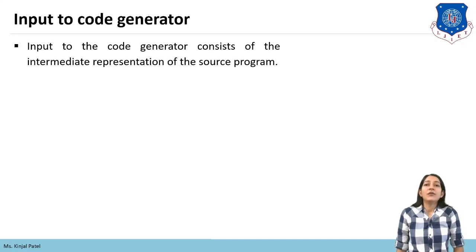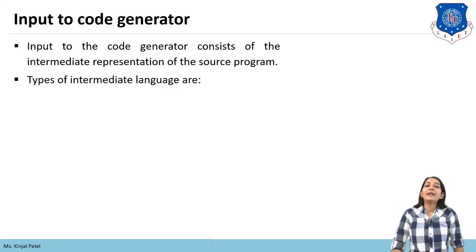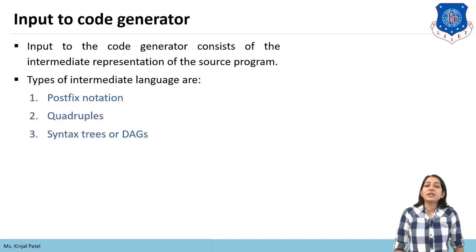So the first issue is input to the code generation. Now we pass the intermediate representation to the code generation phase, and it generates the optimized code, and it generates the assembly code or machine code from that optimized code. So input to the code generation consists of the intermediate representation of the source program. The types of intermediate language are postfix notation, quadruples, syntax tree or DAG. DAG means the compact form of syntax tree.